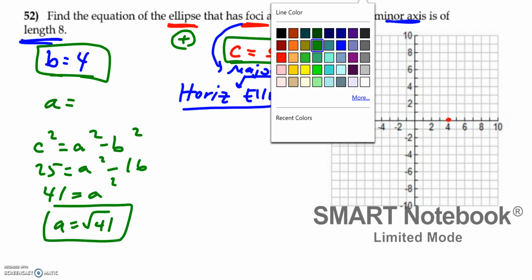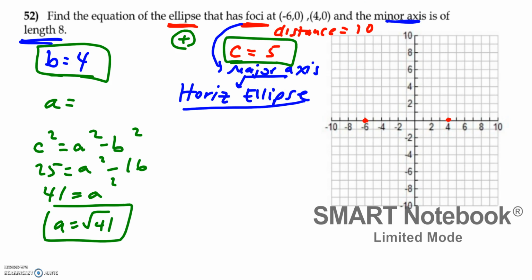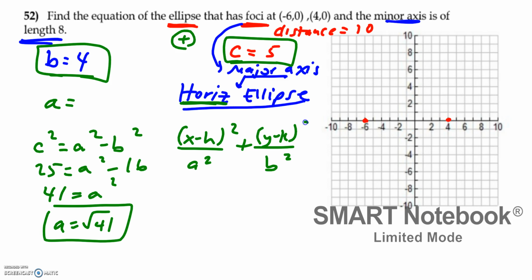So if I'm trying to find the equation of a horizontal ellipse, that means that my a squared must be underneath my x value, plus in the middle, always for an ellipse. My minor axis must be under the axis that is not the type of ellipse it is, which is y minus k squared, and it should equal 1. So I know that a is the square root of 41, which means a squared must just be 41. I know that b is 4, so b squared must be 16.